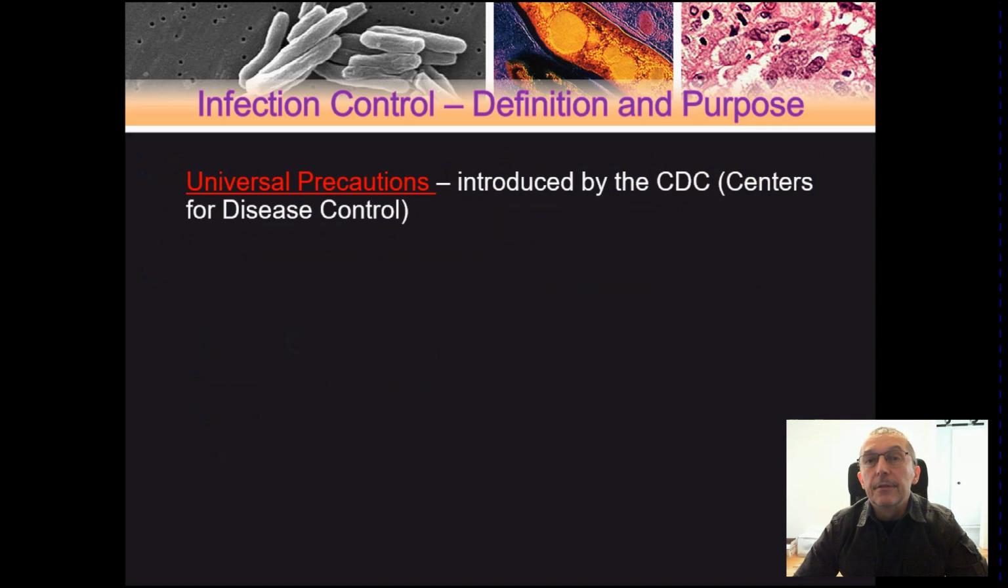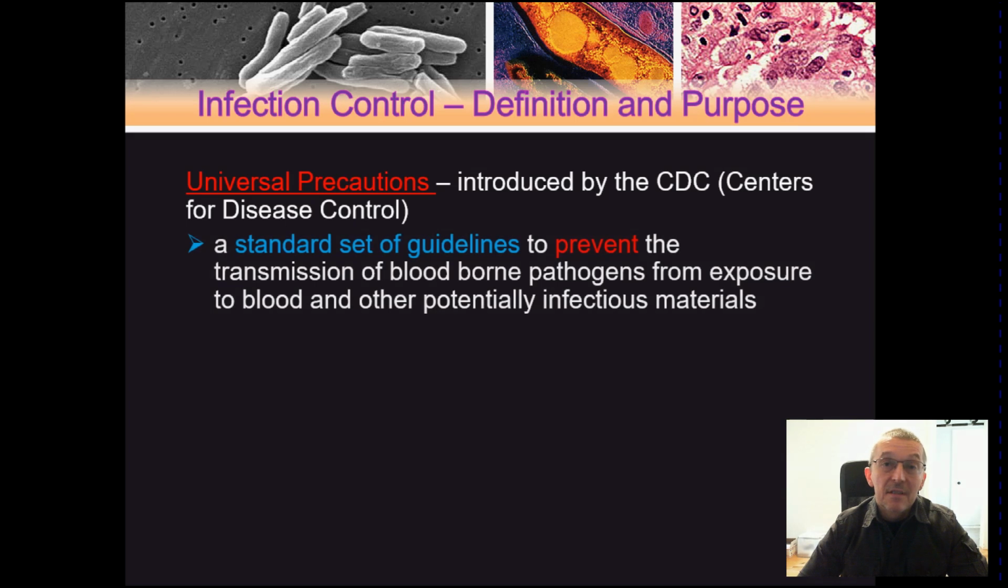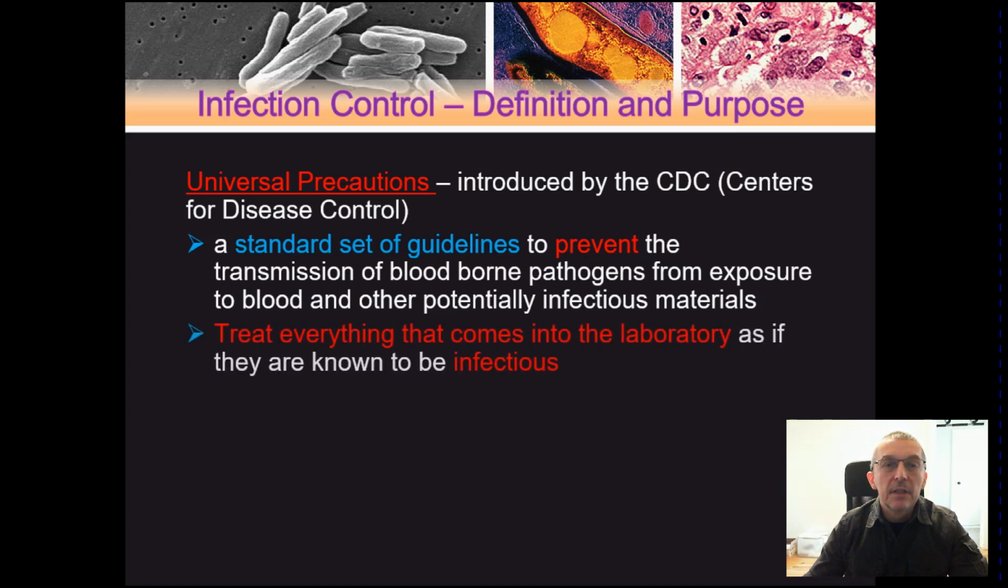Universal precautions. Basically, these were introduced by the CDC, the Centers for Disease Control. This is a standard set of guidelines to prevent the transmission of bloodborne pathogens. And the main characteristic of universal precautions is that we must treat everything in the laboratory and clinic as if it was known to be infectious.